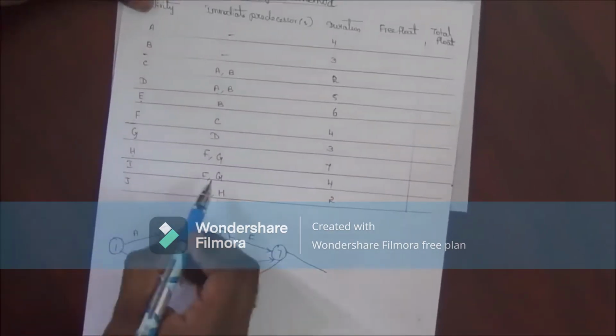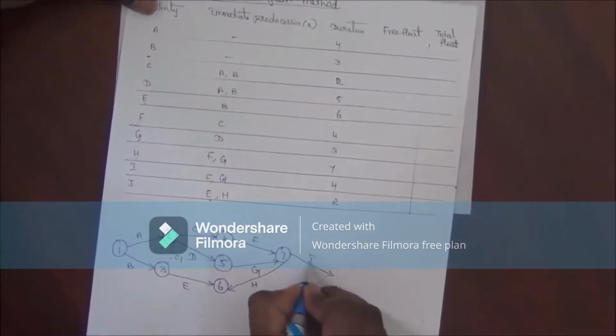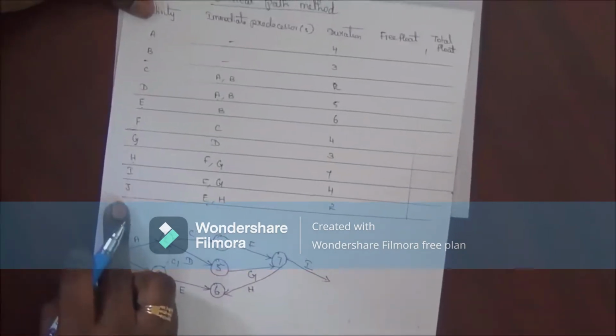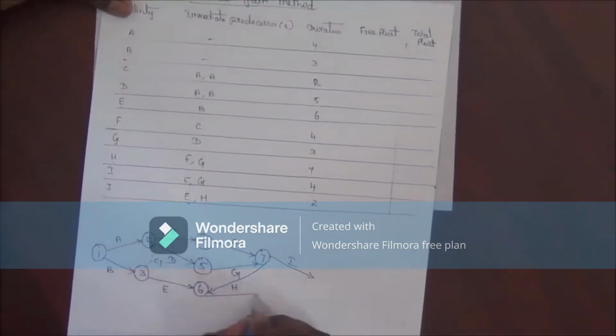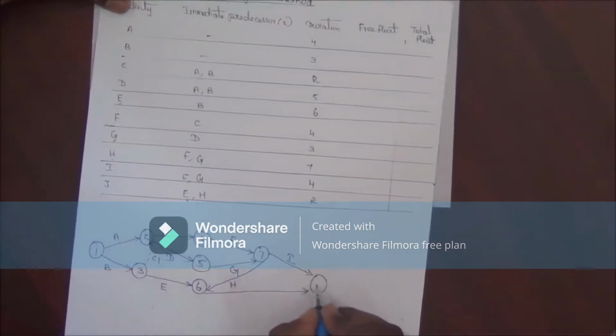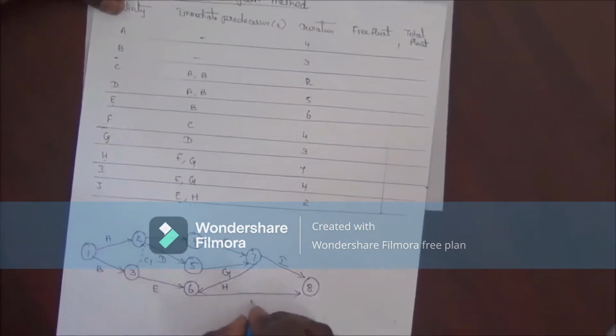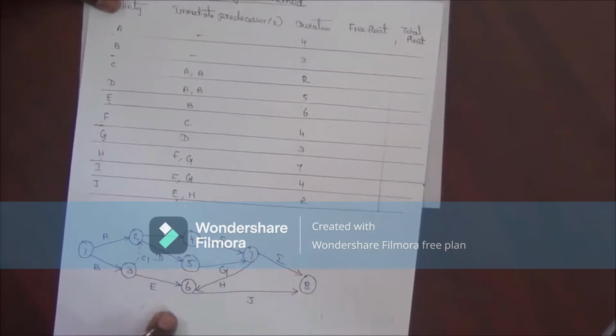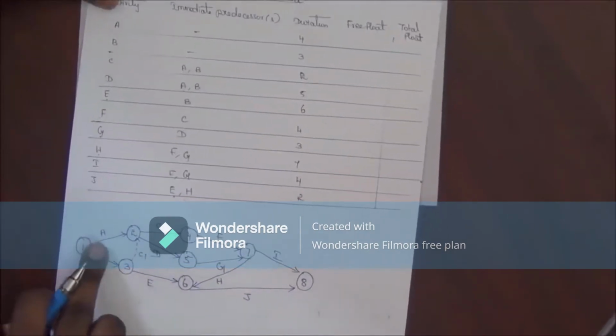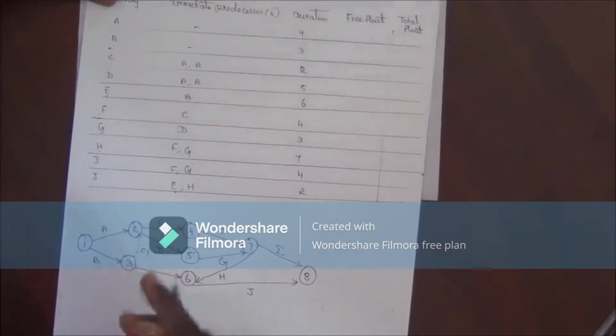I comes after F and G, so I. J also comes after E and H. This is the project network diagram. We have to write the duration of each activity along with their names.